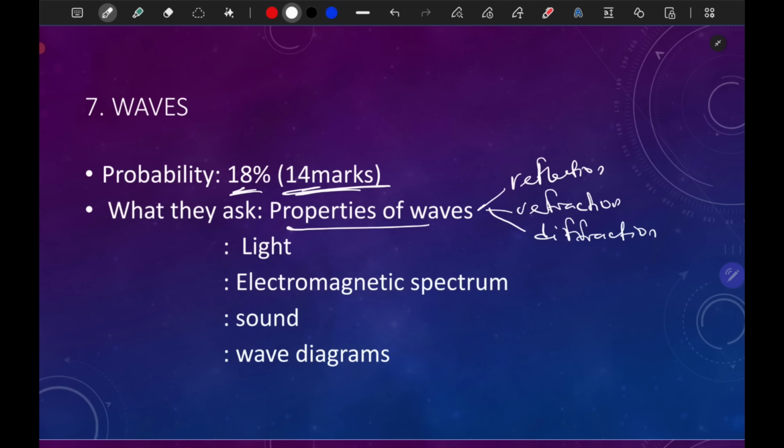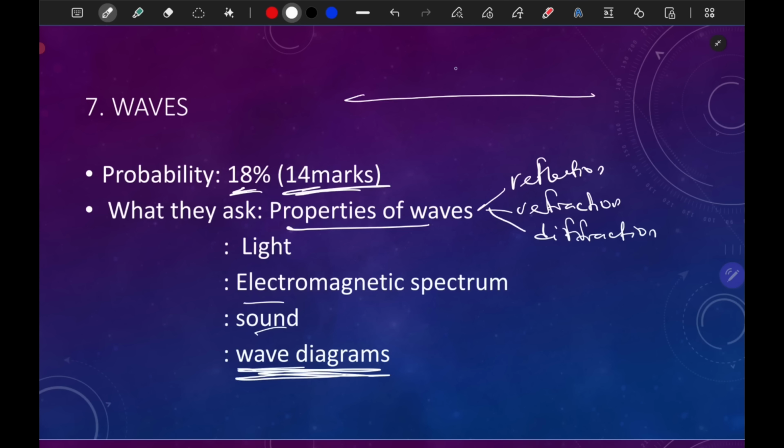Make sure you know these and I can identify them. And they can ask you about light, electromagnetic spectrum, and sound. And the most common one, and I've seen this appear so many times, I cannot stress this enough, wave diagrams. Make sure you know how to interpret wave diagrams.